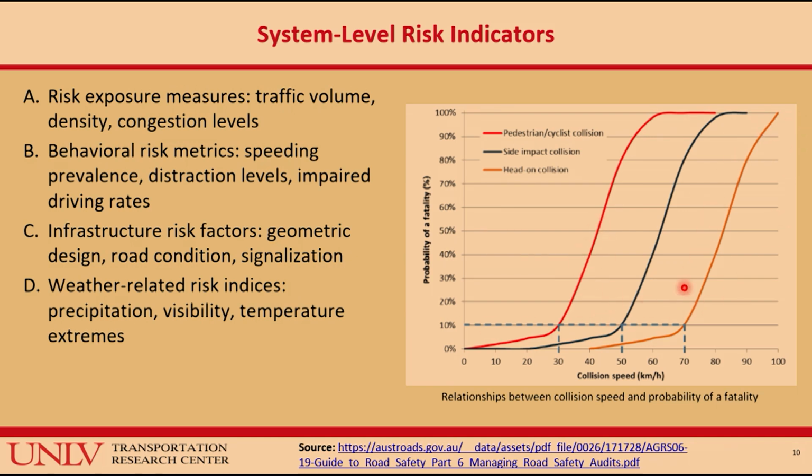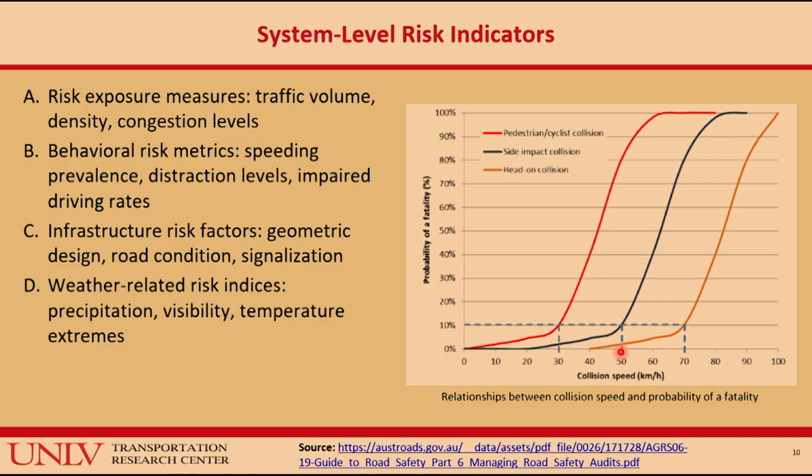The orange is pedestrian, the blue is motor vehicle to motor vehicle side impact, and the red, I'm sorry, this is pedestrian, this is side impact collision, and this is head on collision. So for the same speed, if I want to look at a 10% likelihood of fatality, the pedestrian fatalities occur at 30 kilometers an hour, side impact at 50 kilometers an hour, or head on at 70 kilometers an hour.